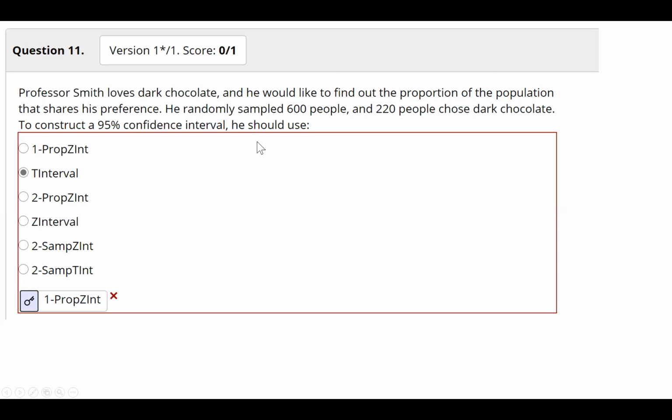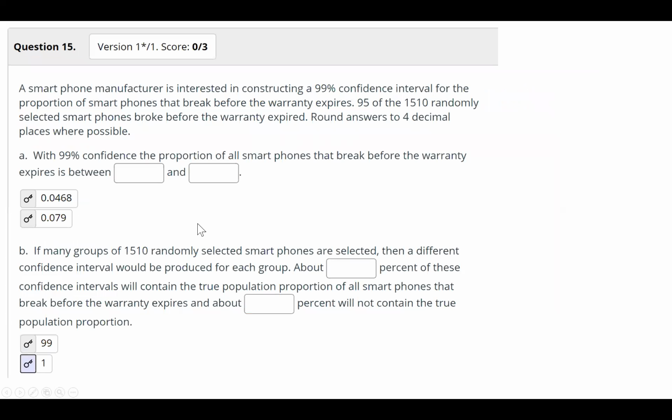The reason for it is because you're looking at a proportion of people that like or dislike. It's a yes or no vote over here. It's a success or not success. That's kind of what you're looking at. Notice that there's no average here. There's no standard deviation. There's no nothing that's given here. All right, and then it's a z interval because the sample size is large. That's 600 people. So there's that one. Okay, and on to the last question, I believe.